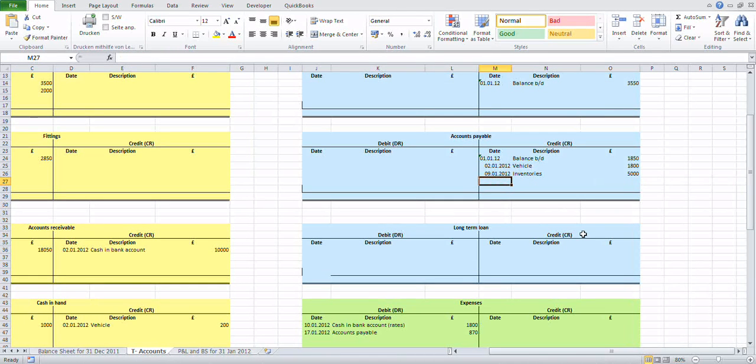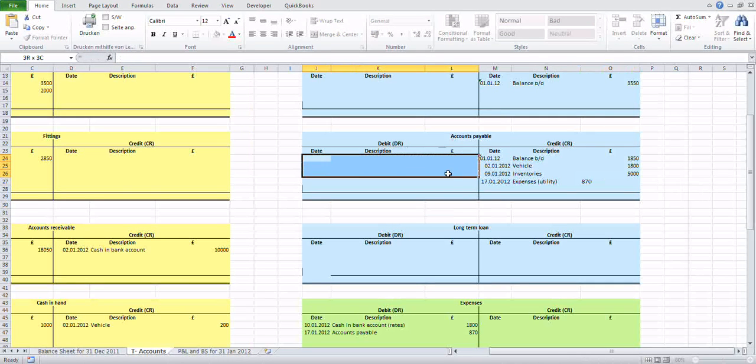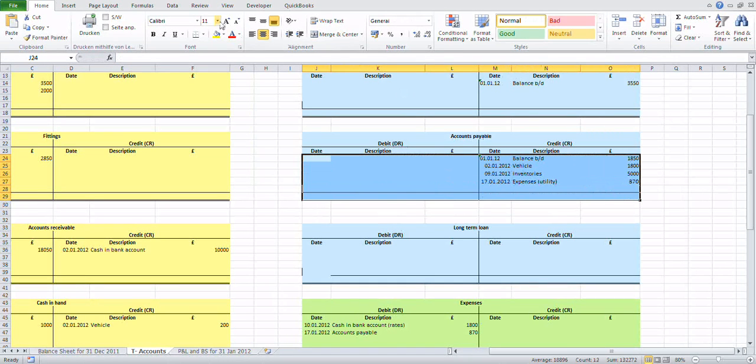So accounts payable increases, 17th, 2012. We need to realign the formats, the font size. Let's finish this first. Expenses, utility, 870. Let's make sure that this whole account is now size 11.